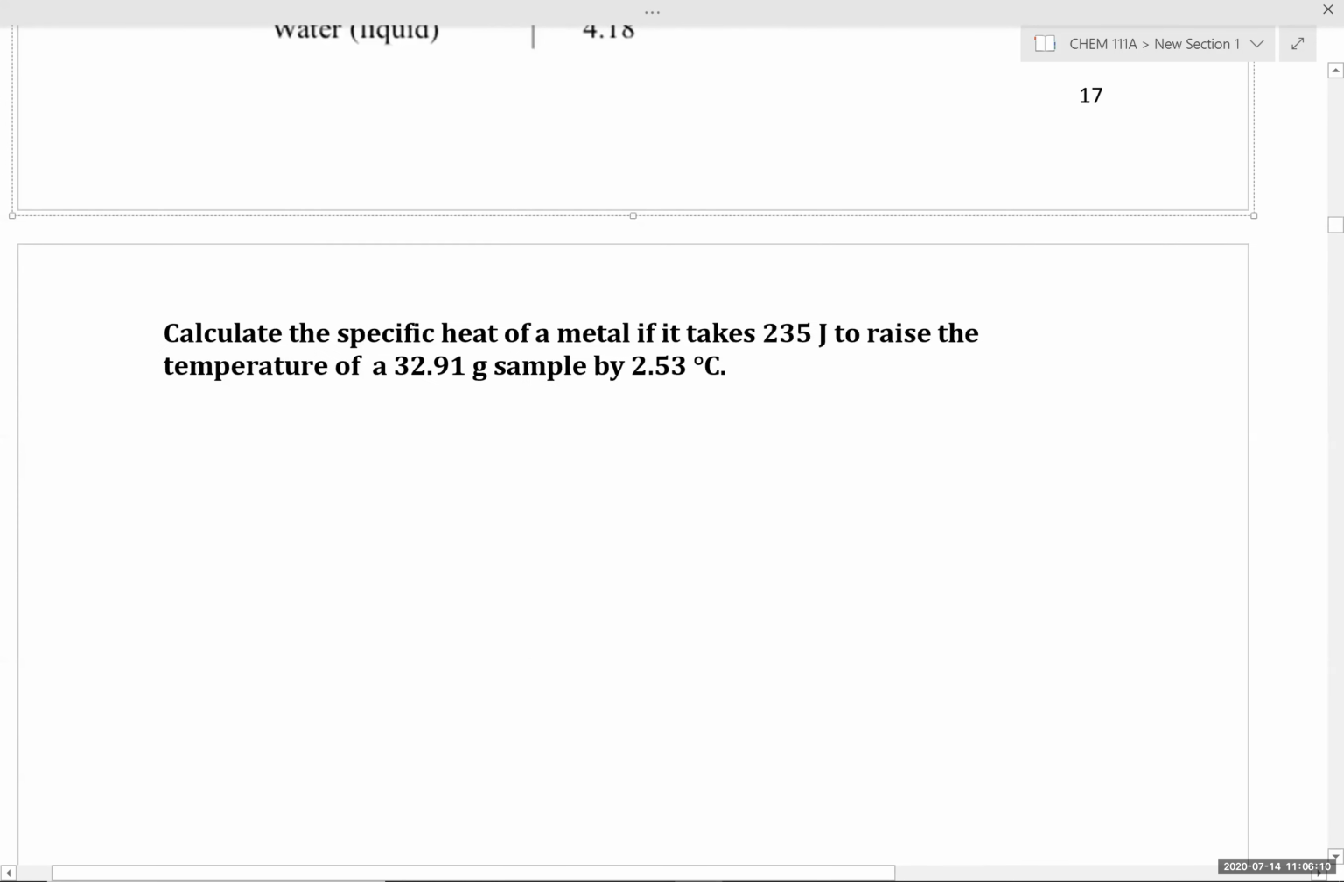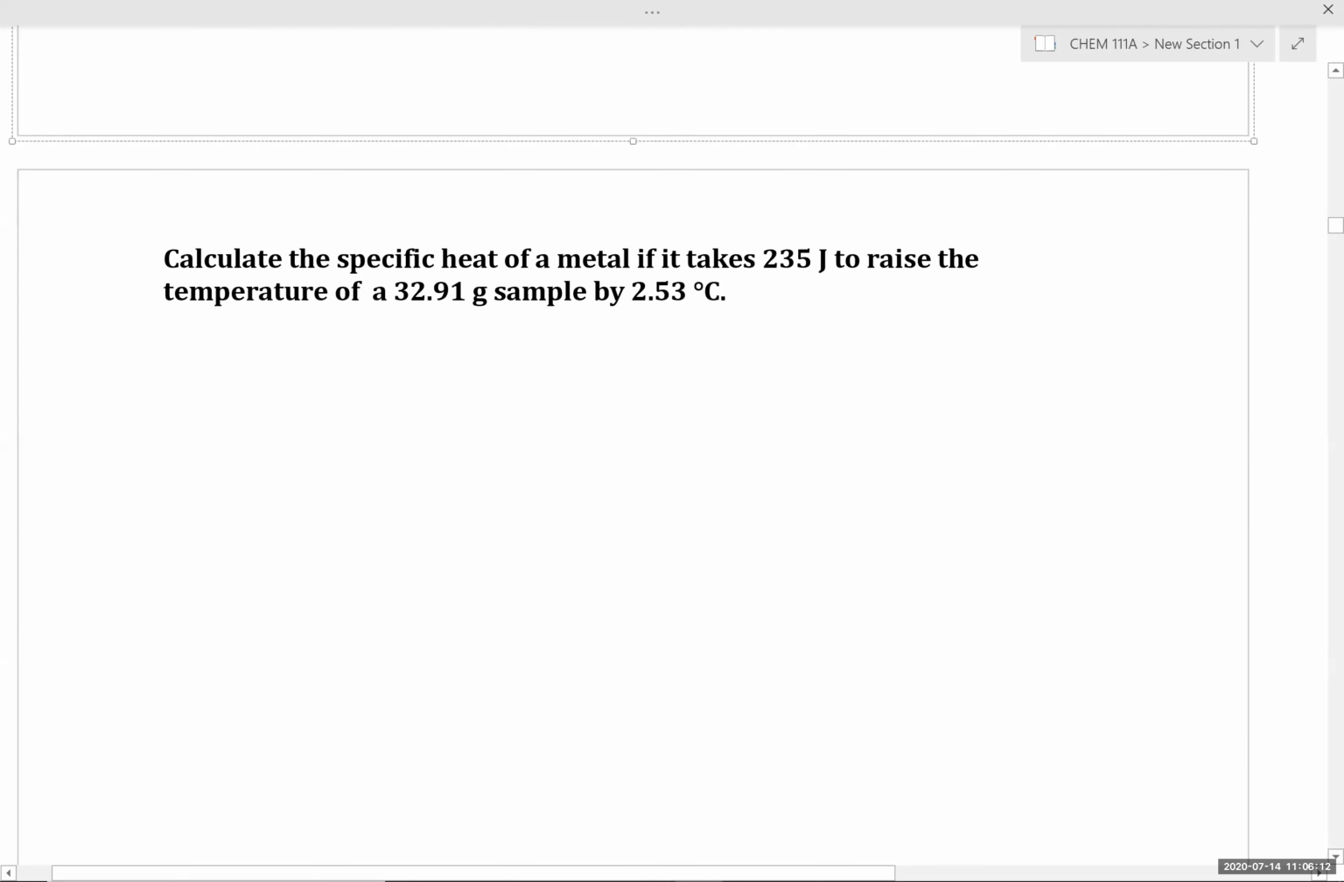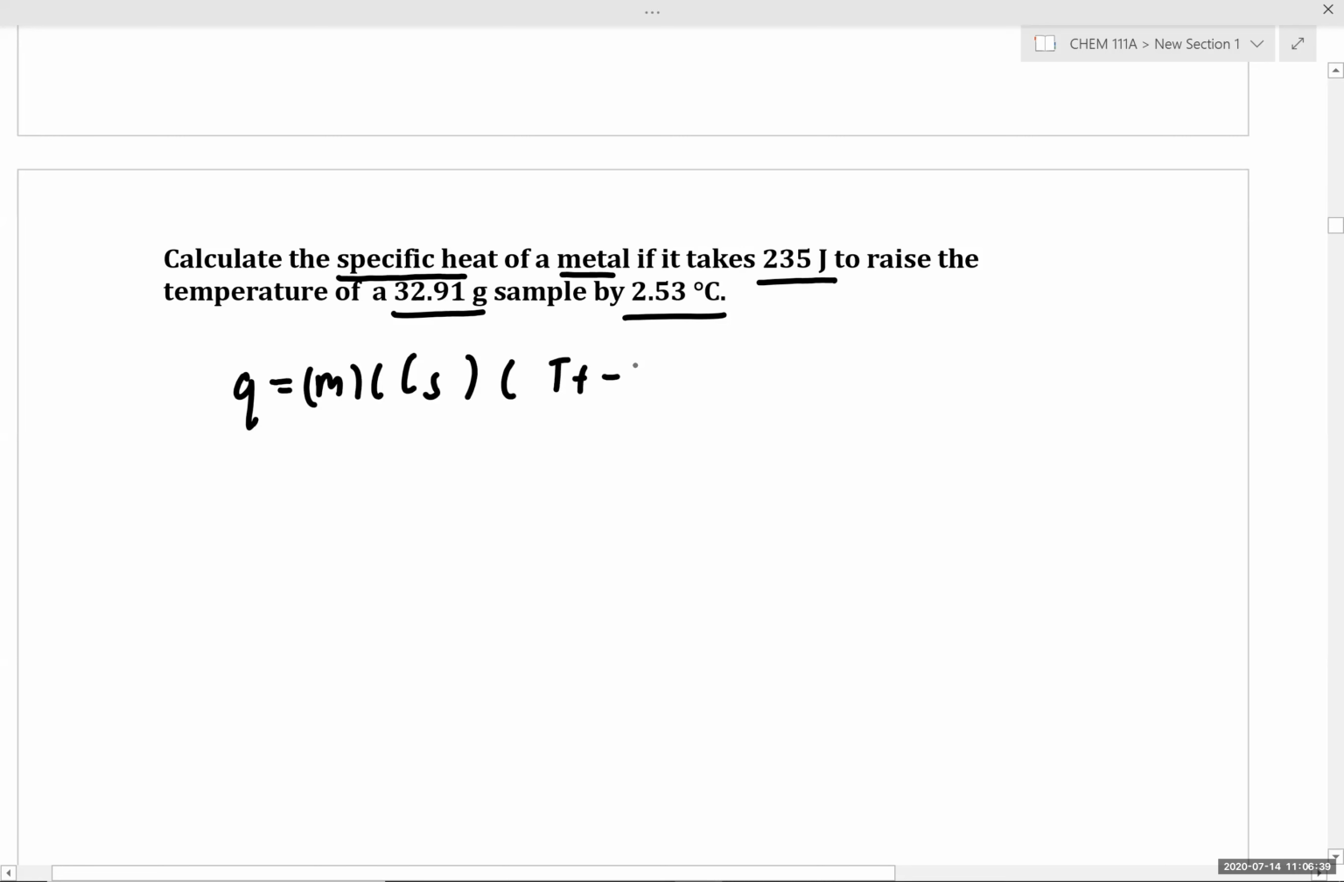Okay, so let's look at an example. I'll do this first one as a representative case. We're asked to calculate the specific heat of a metal if it takes 235 joules to raise the temperature of a 32.91 gram sample by 2.53 degrees Celsius. Okay, so we know that heat is equal to the mass times the specific heat times T final minus T initial, which is delta T.